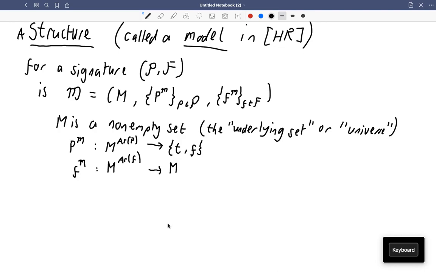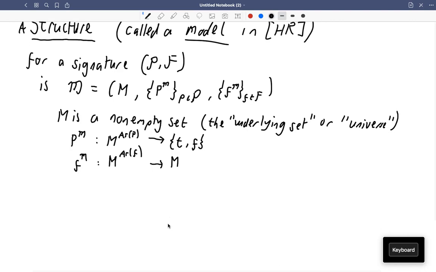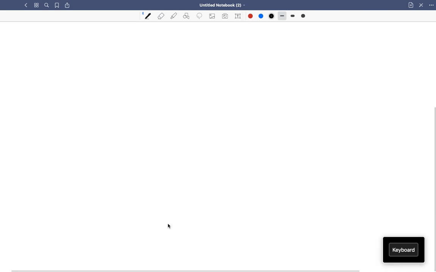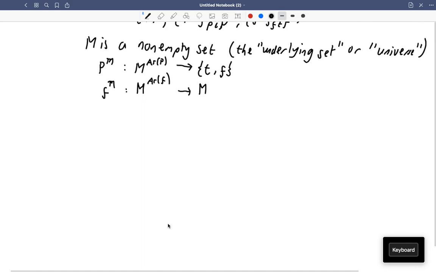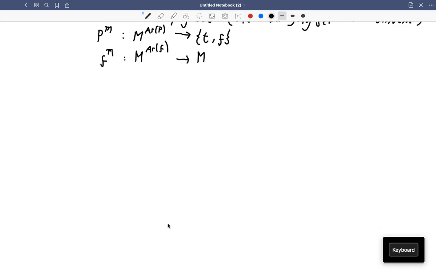As I say, it looks very mysterious at the moment. So let's expand it with some examples. Let's go on to a fresh page for that, or maybe let's continue the same page. So let's consider examples for the signature we considered last week.